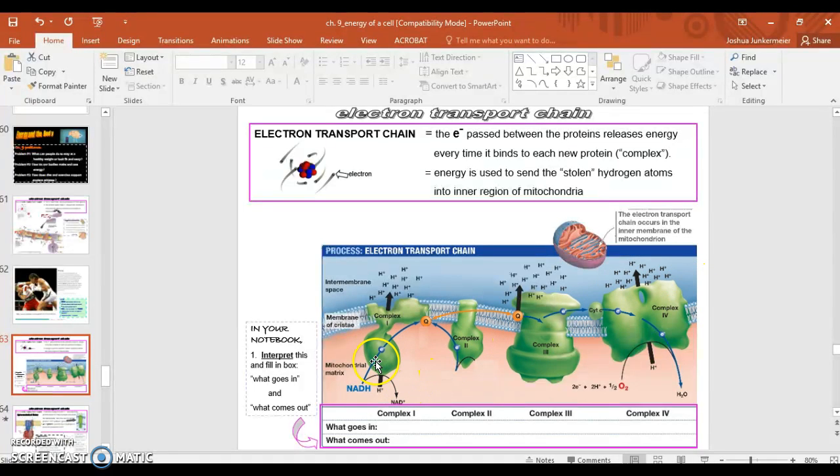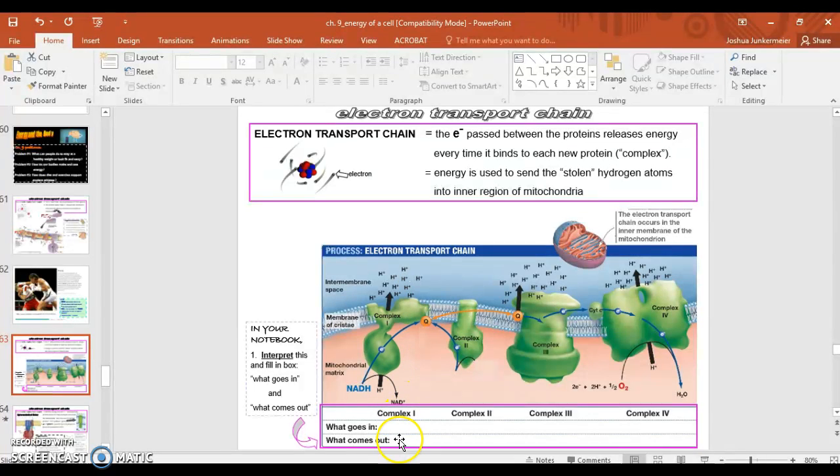In complex 1, an electron is passed from NADH to complex 1. So at least one thing that's going in is an electron, and it gets passed on. Another thing that's going in is this hydrogen atom here. The hydrogen atom is passed forward into this inner membrane space, where there's a building up concentration of hydrogens.